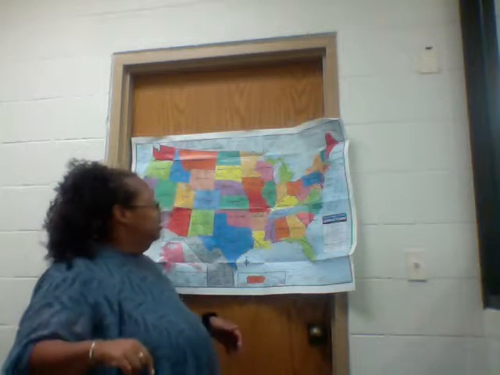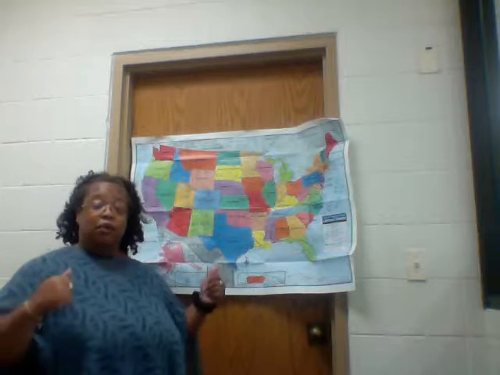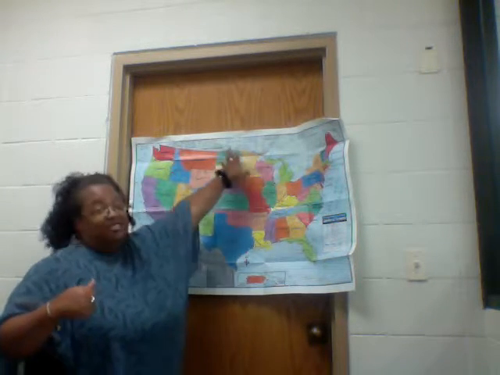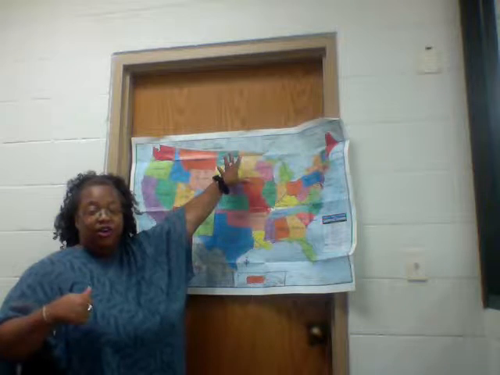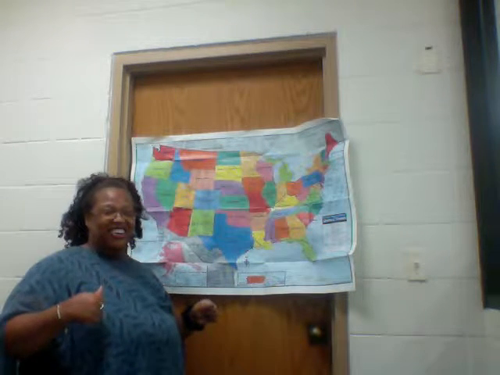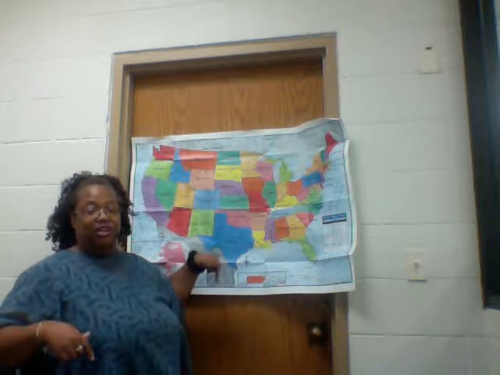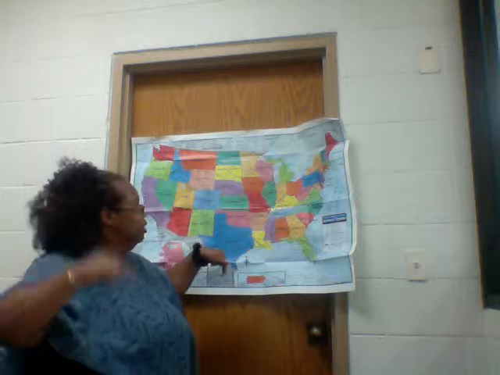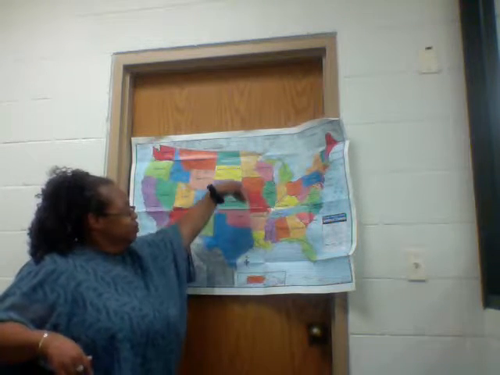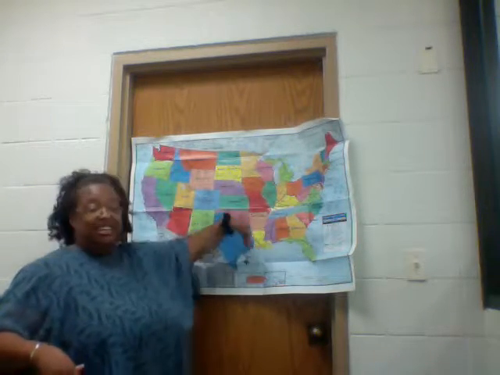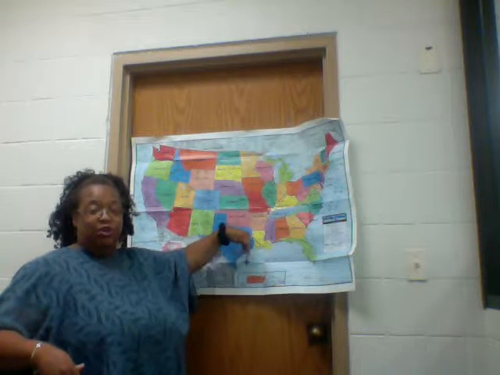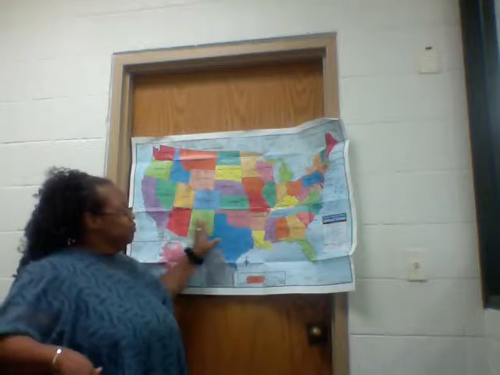Let's see. Camille, if I am going down south, where am I going? Is this down south? Okay, let's think. Is this up or down? Good, it's down. Very good. And if I am going down, this is south. So down south would be, for instance, Texas, Louisiana, those, what we call states.